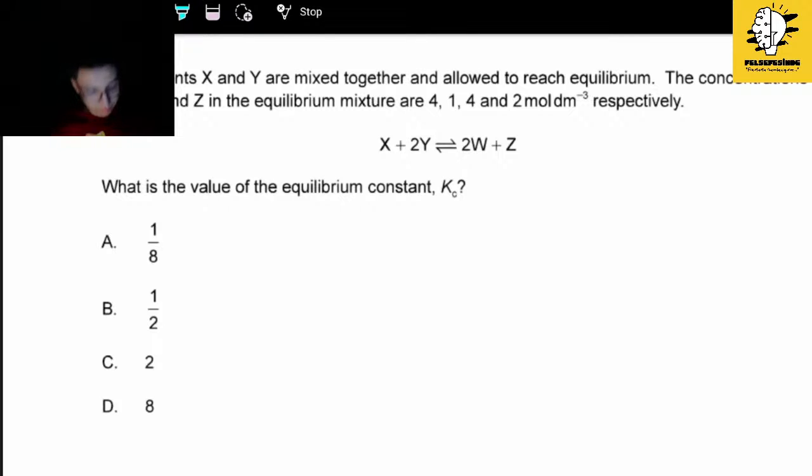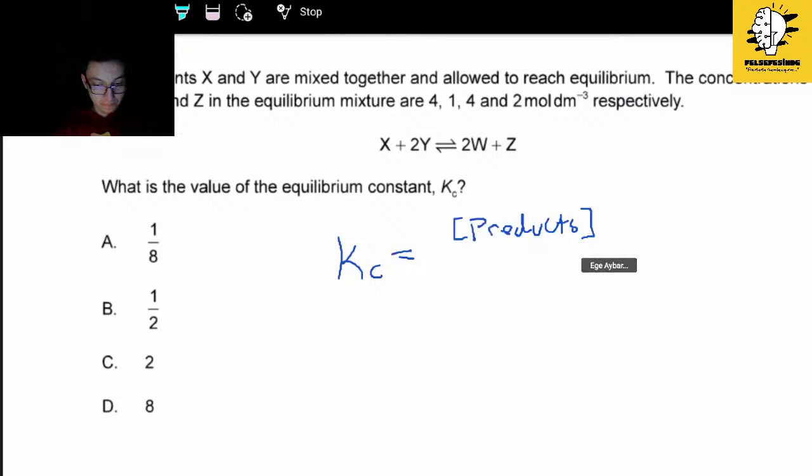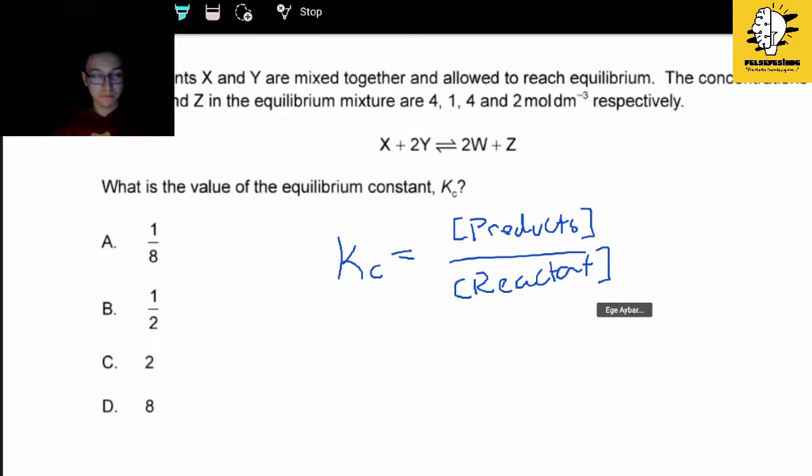Okay. So as I said in the last question, it is products over reactants. So let's write it. But we need to be careful about these coefficients. I forgot to talk about it. It was not relevant, but it's relevant now. For reactants and products, let's look at that. W and Z. For W, we have the coefficient 2.